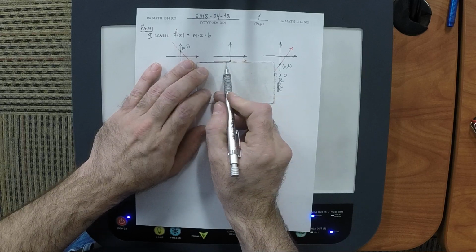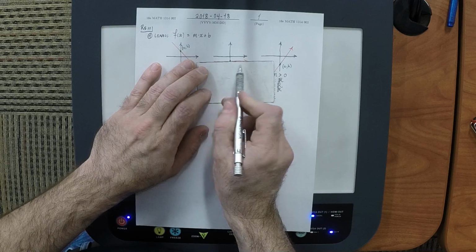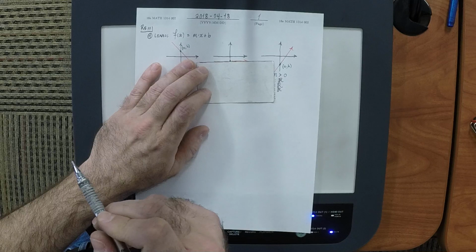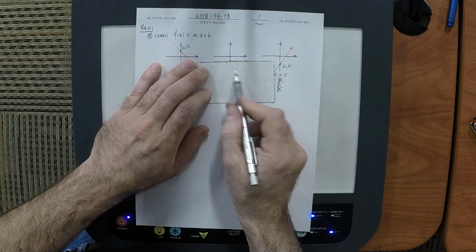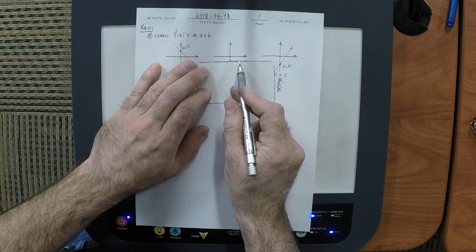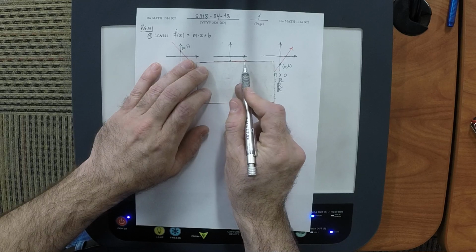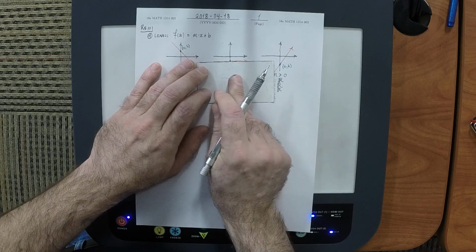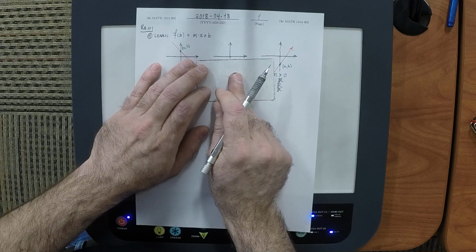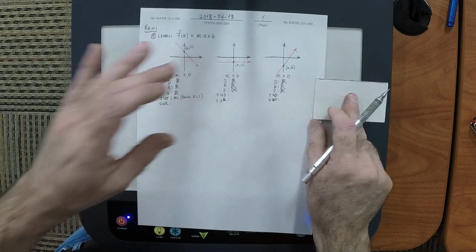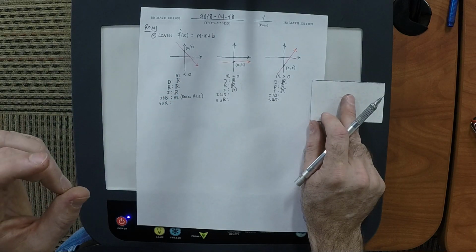How many times does this graphite line touch the red line? Infinitely many times, right? They're touching everywhere. That graphite point is on top of that red point, that graphite point on top of that red point, that graphite point on top of that red point. No intersection, infinitely many intersections. How many intersections are permitted?